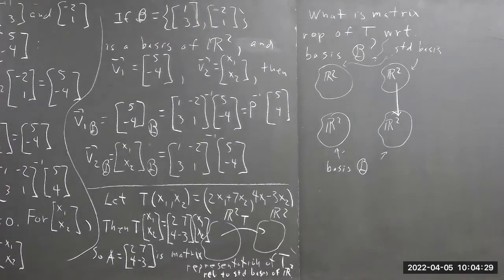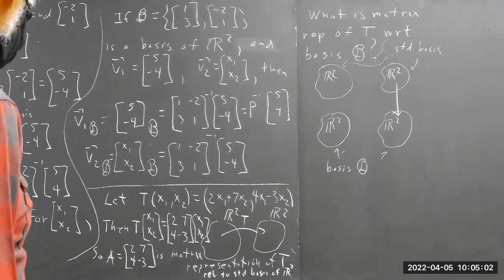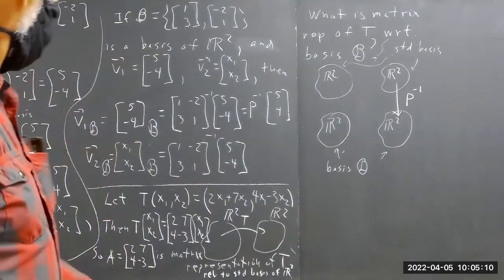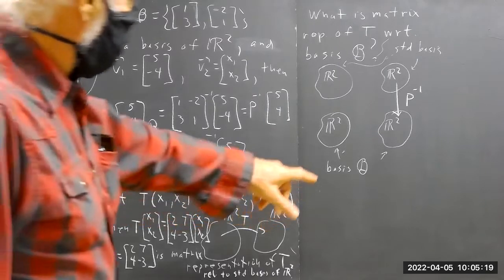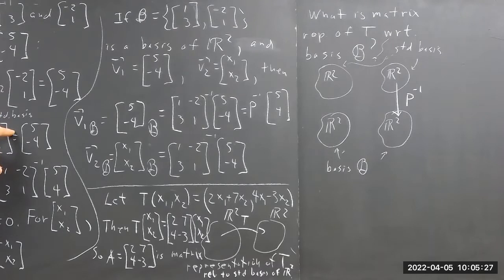I'm just looking for room to write this. I can say that P times the vector with respect to B equals the vector with respect to standard basis. That's what we said. Okay, so what we have here is P inverse. Yep, what we have here, if we have a vector in the basis B, we multiply it by P to get the vector in the standard basis. Okay.